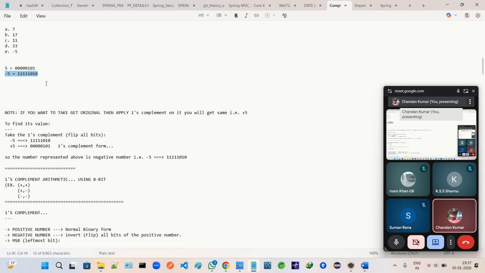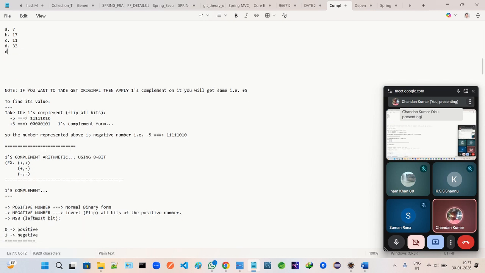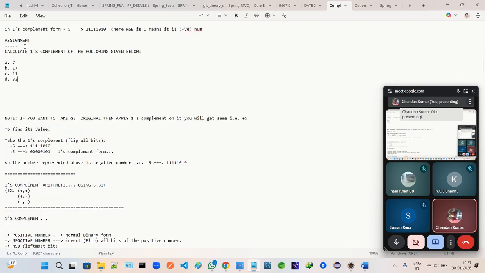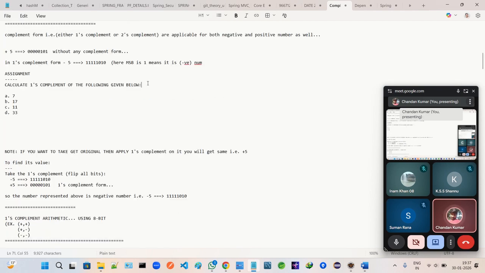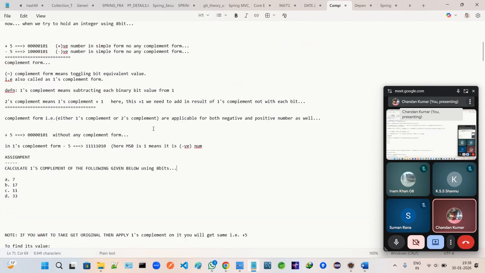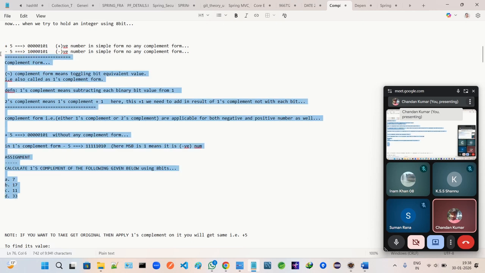So up to now, just work on these positive numbers and try to calculate their one's complement using 8 bits. Meet me tomorrow in the daytime. I will explain the whole thing completely, because in the daytime I will have the time. Thanks, then you can leave for the day. I'm sharing this one with you. Okay, sir. Thank you.